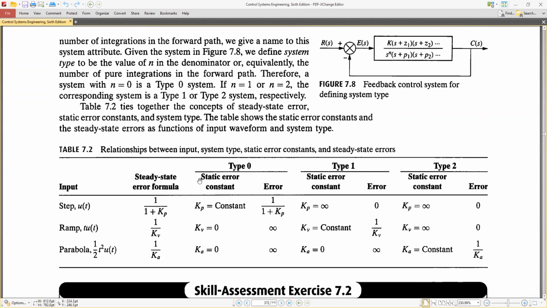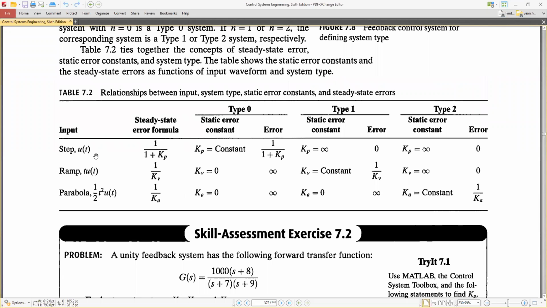Now the system type. For a step input, the steady state error formula is 1 by 1 plus Kp. Kp is the constant, error 1 by 1 plus Kp. So this is type 0. If Kp is the constant, the other two are 0. Type 1 error, Kv is the constant. Type 2 error, Ka is the constant. So from the math we have to find out which type of error it is.